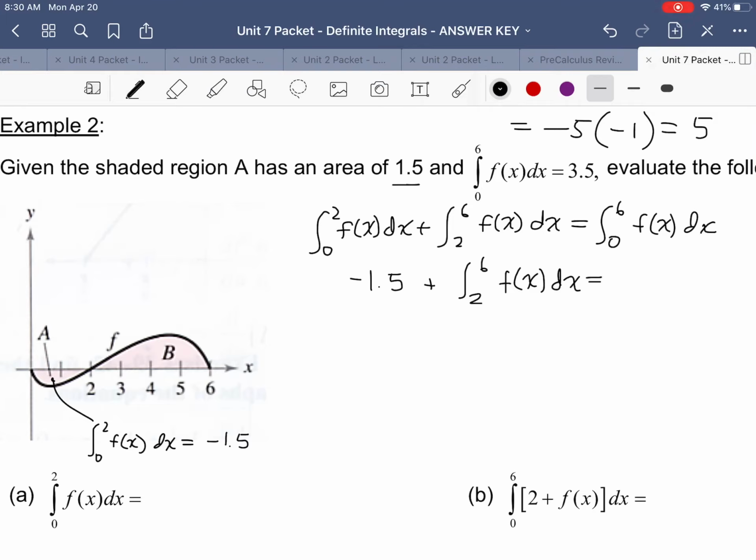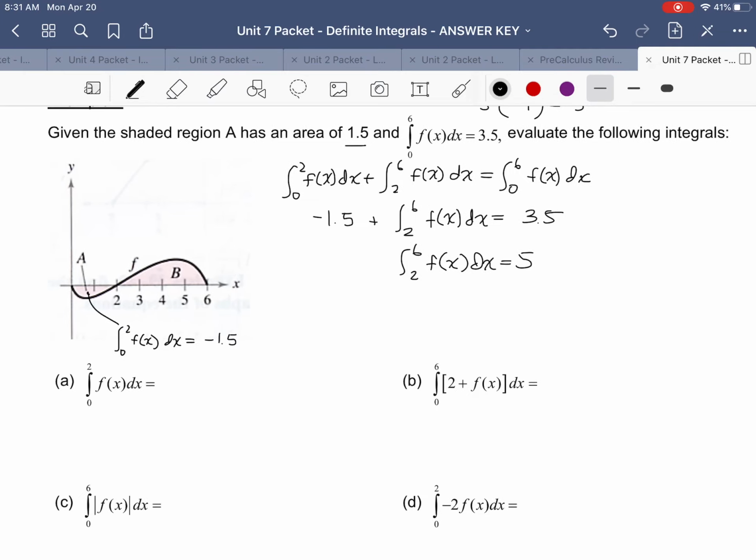But they told me in the open that the integral from 0 to 6 is equal to 3.5. All right. So by solving this equation, adding 3.5 to both sides, I get the integral on the interval of 2 to 6 of f of x dx is equal to 5.